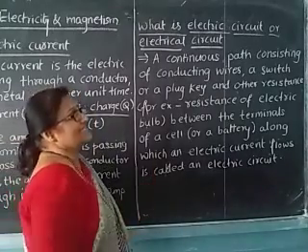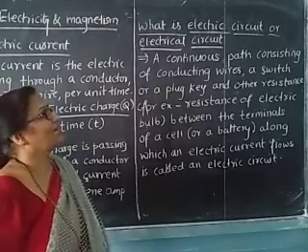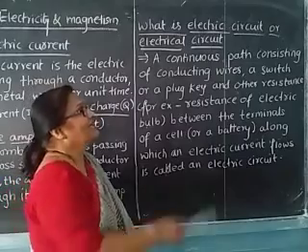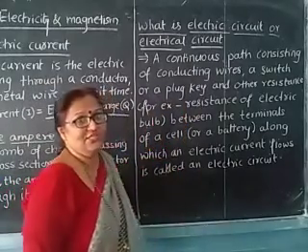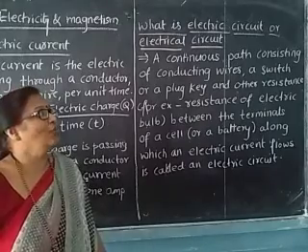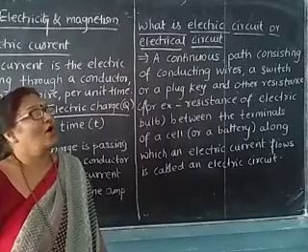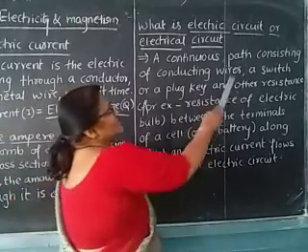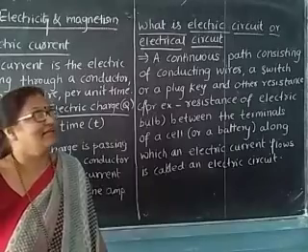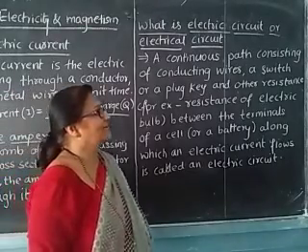Now what is that electrical circuit we are going to see? It is also called an electric circuit or electrical circuit. It is nothing but a continuous path. That means the path is continuous. Here there is no breaking or any obstruction for the flow of the electricity, consisting of conducting wire. This circuit consists of wires which are called conducting wires.